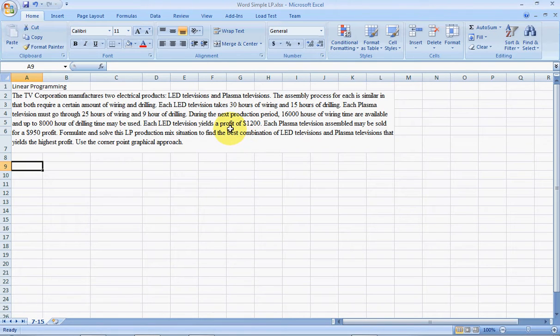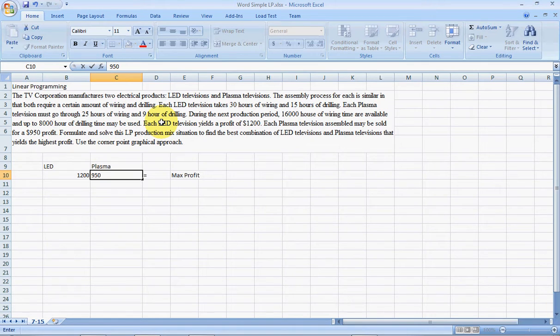So each LED yields a profit of 1200 and a plasma can be sold for 950 profit. So generally when we see profit, we know that we're trying to maximize profit, and things that are associated with it are the variables. So we can put these in. We can just do LED and plasma. Okay, we're going to try to maximize profit, and we can put these in. So we have 1200 and 950.